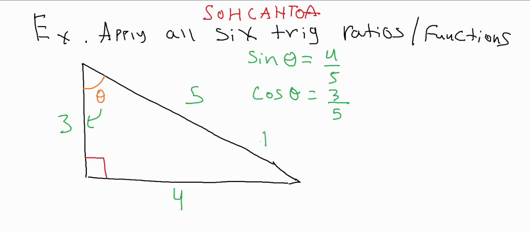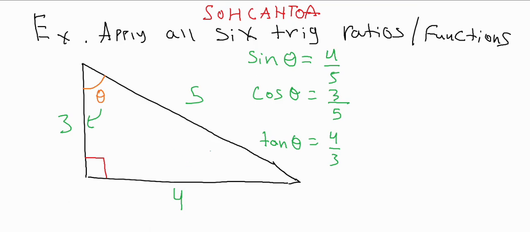Now tan. Tan is the one with TOA: opposite over adjacent. What is opposite to theta? 4. What is adjacent to theta? 3. 4 over 3, right? Opposite 4, adjacent 3. 4 over 3 is tan of theta.